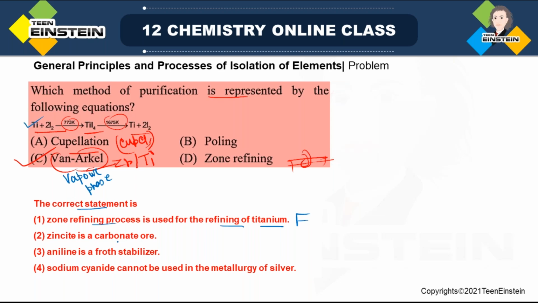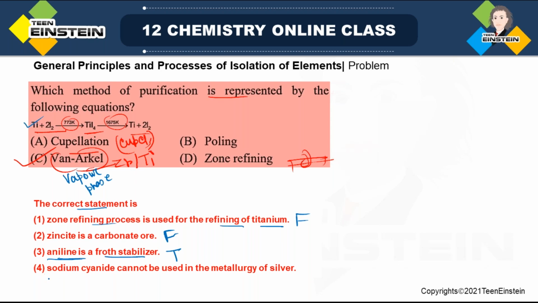Then, zincite is a carbonate ore. Now zincite is not a carbonate ore. It is basically zinc oxide. So this statement is also false. Froth stabilizer is aniline. Now this is correct. We have discussed the froth stabilizer in the first step of metallurgy, which is basically concentration of ore. There we have seen how the froth stabilizer is used, which is basically an organic type of compound, aniline.